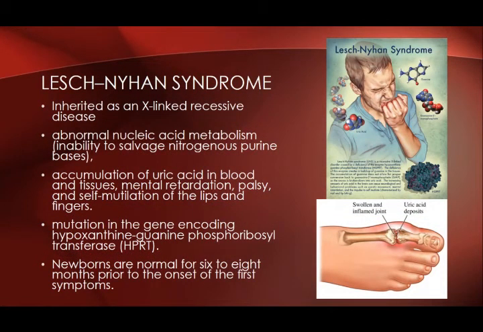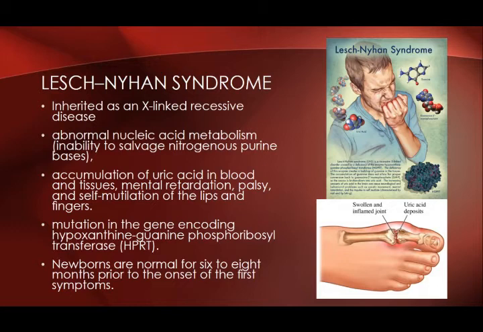Lesch-Nyhan syndrome. It is inherited as an X-linked recessive disease. Abnormal nucleic acid metabolism means that, just like PKU, you are unable to take out the waste from your diet. So what happens is that a lot of these nucleic acids will just stay in your blood, and then they will become nitrogenous purine bases. And then these nitrogenous purine bases become uric acid. And uric acid is actually something that you do not want in your body at all. You want it gone, but you know, you got trash in your apartment, you got trash in your home. What do you want to do?